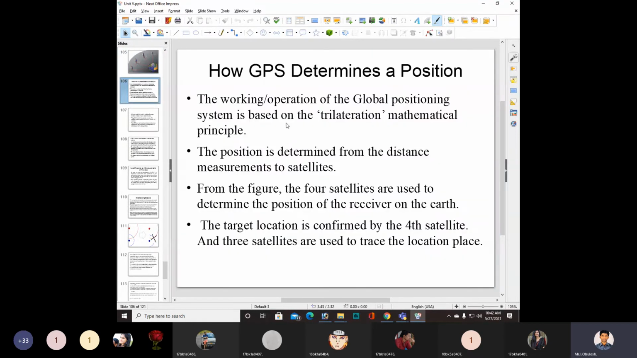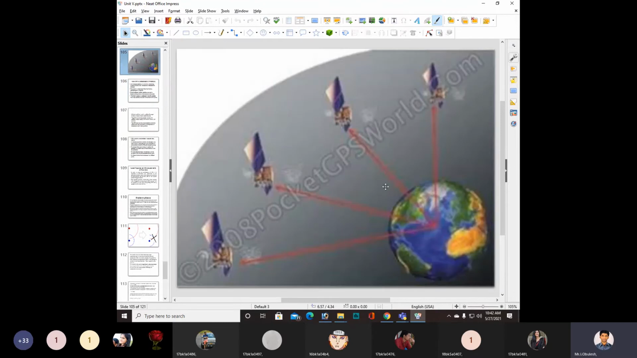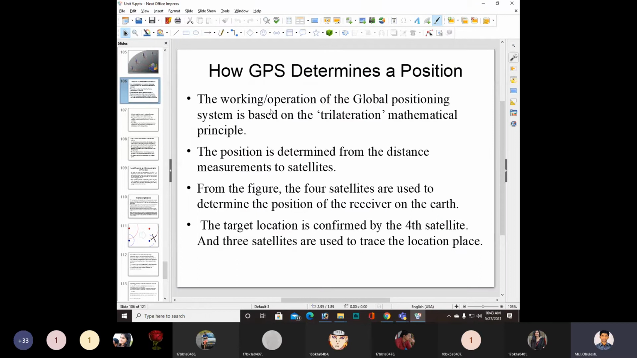So you need to see that point. The GPS works based on the trilateration mathematical principle only. Here the position is determined from the distance measurements to the satellites.